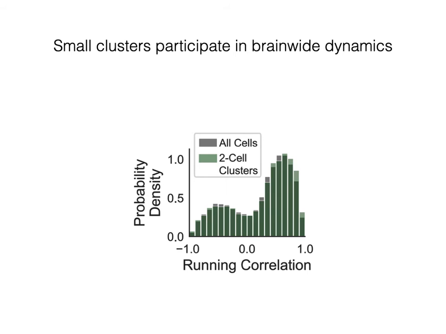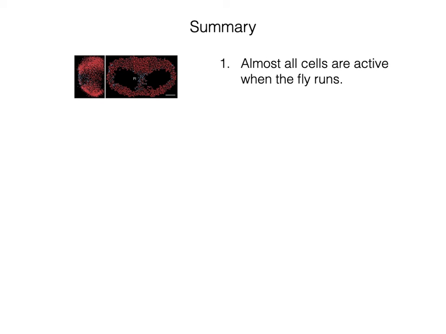Finally, we've found that small clusters participate in the brain-wide dynamics. So here you can see that the distribution of running correlations for cells that form a cross-validated two-cell cluster is indistinguishable from the distribution over all cells. We've dug into this quite a bit, but the bottom line is that small clusters appear to also participate in the brain-wide dynamics. So in summary, almost all cells are active when the fly runs.